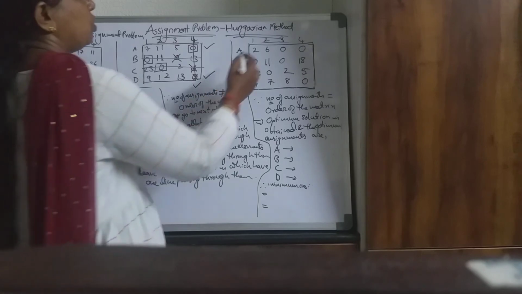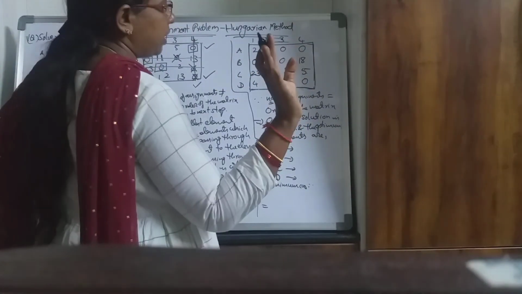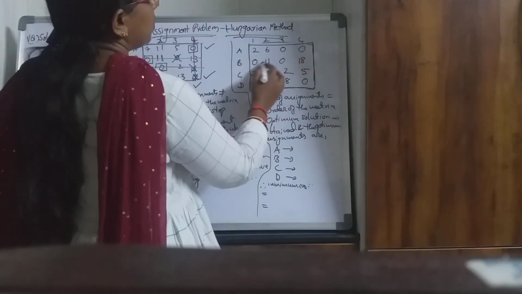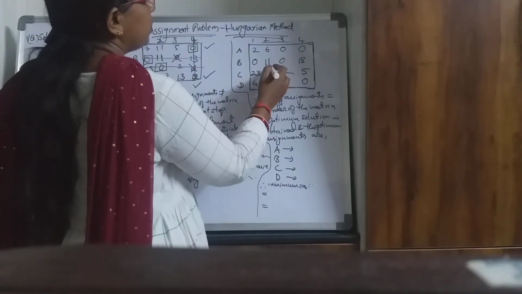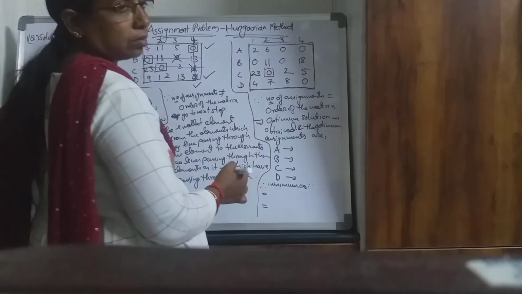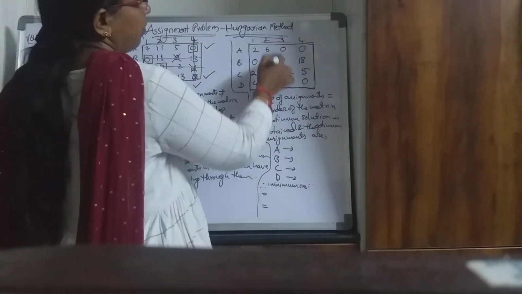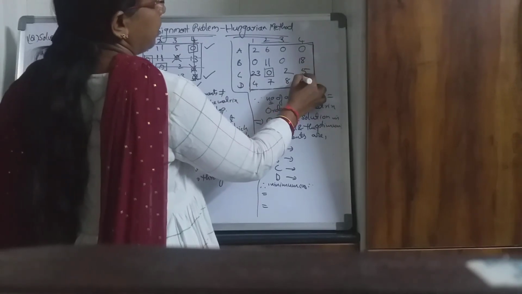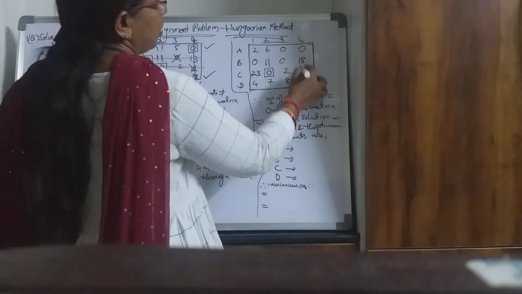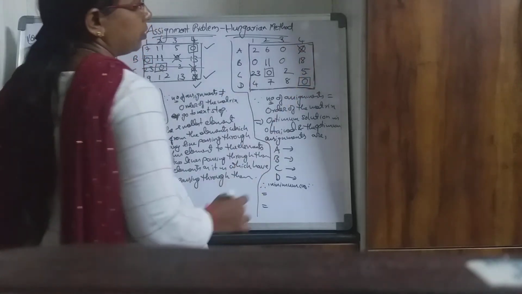Come to the first row. I have 2 zeros. Don't make any assignment. Second row is also having 2 zeros. Don't make any assignment. Third row I am having only 1 zero, so I will make an assignment here. And in that column I don't have any other zeros, so no need to cross it out. Fourth row I have only 1 zero. I will make an assignment. And in that column I have 1 zero, so I will cross it off.